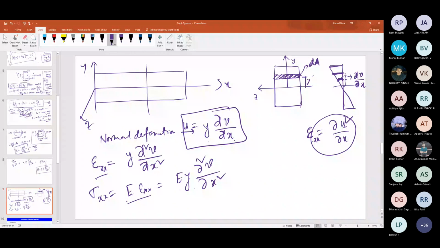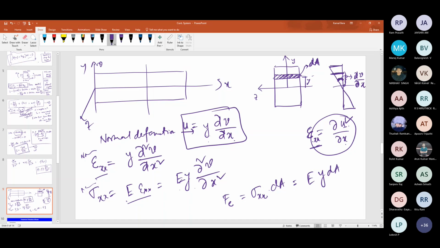So this is my slope, del v by del x, if v is the transverse deformation in the y direction. The slope multiplied by y gives the normal deformation u. Del u by del x is the normal strain, and this is the normal stress, E into y del 2 v by del x2. Then what is the force acting on this element? Let's say the force on the element is sigma xx into the cross sectional area dA. Very simple, right? So E y dA del 2 v by del x2. Correct?